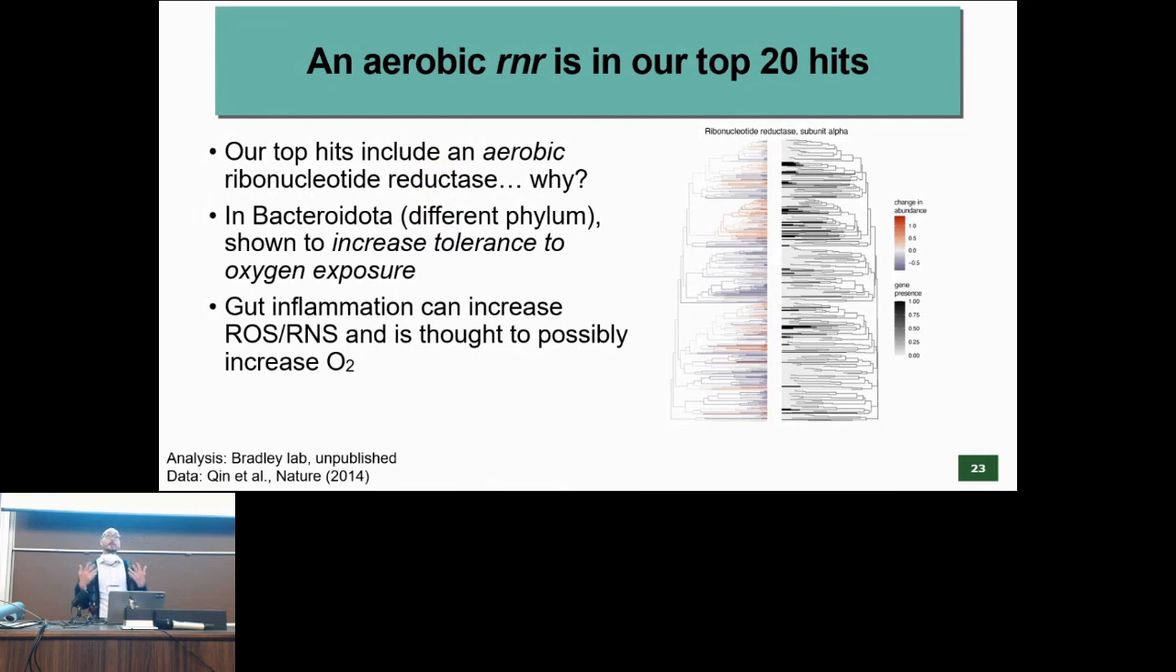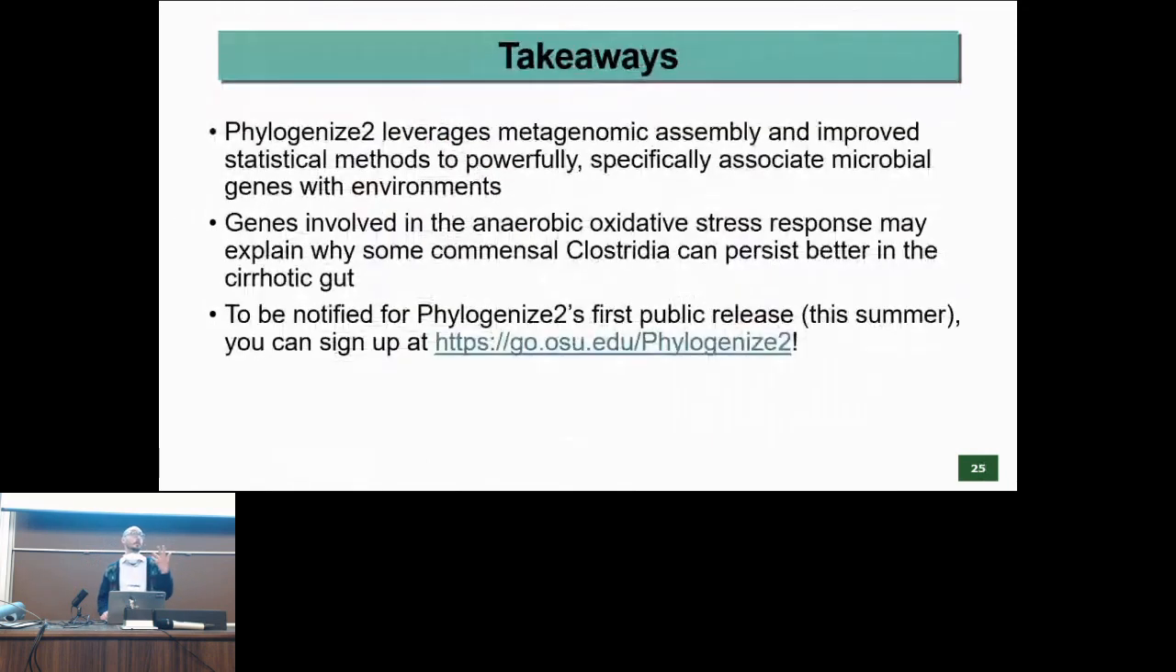One of the things that we know is that gut inflammation can increase reactive oxygen species, reactive nitrogen species, and potentially also more oxygen can leak into the lumen of the gut. And so this may explain why these Lachnospiraceae are better able to persist in this environment. For the sake of time, I'm going to skip over one of our other hits, but there was also an association with the anaerobic oxidative stress response.